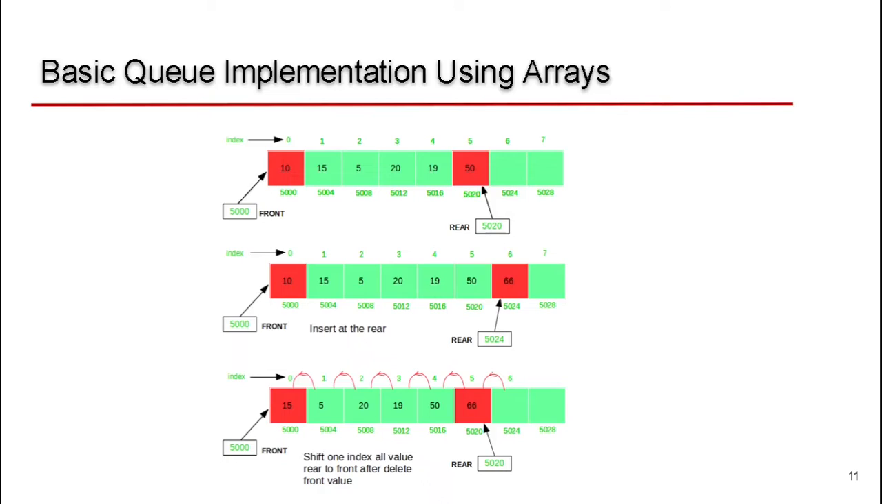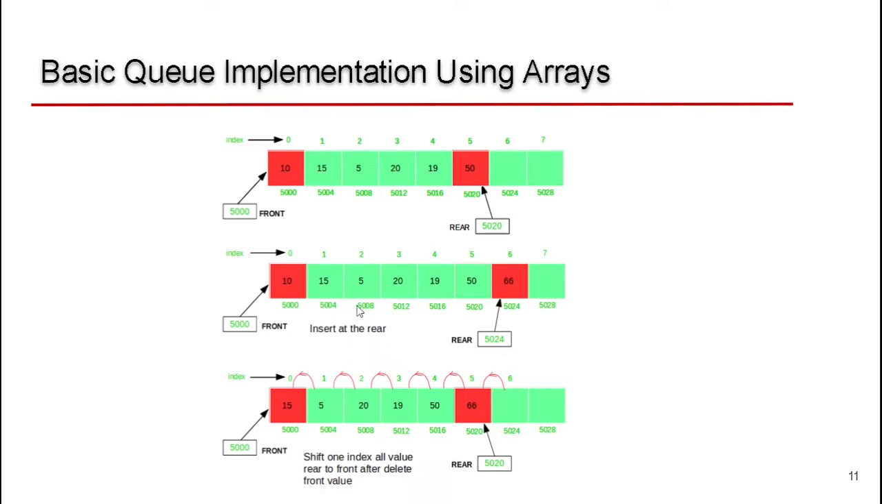We should not move all items. Instead, we can just move the value of front, and the value of front will change to 15. Here, the line in green is the value of the memory address. So when you want to dequeue 10, the front value, instead of being 5000, we update it to be 5004.